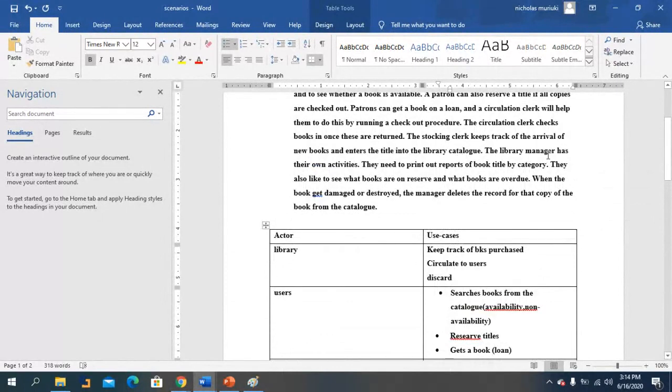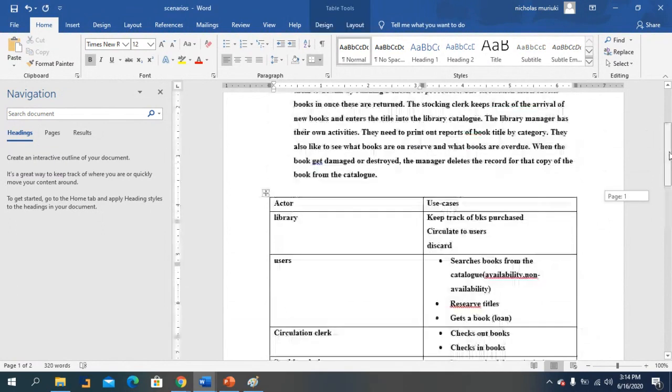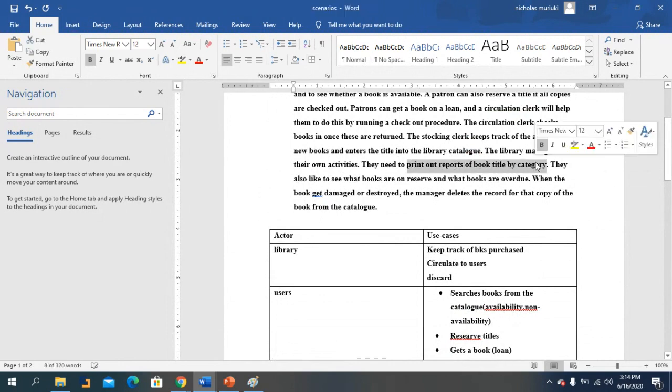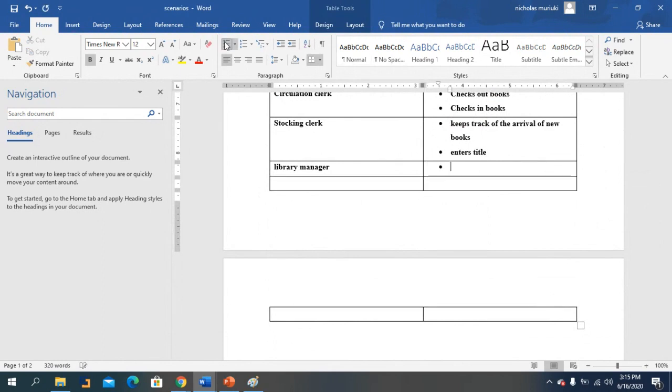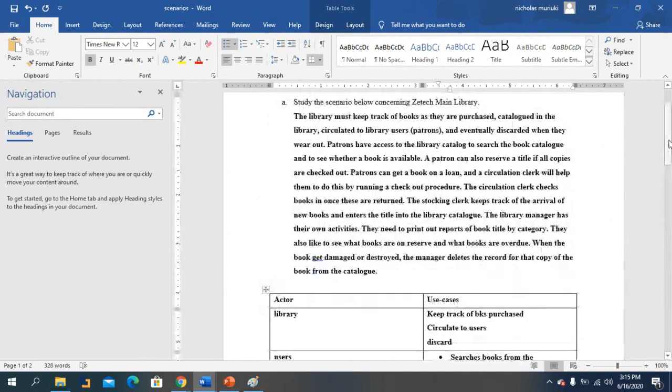The library manager, here we have another one. So the library manager does what? So we can say the library manager has their own activity. They need to print out reports of book titles by category. So print out the report. Maybe we have other activities that this person is supposed to do. So print out the report of the titles.